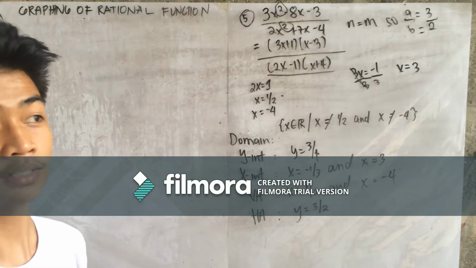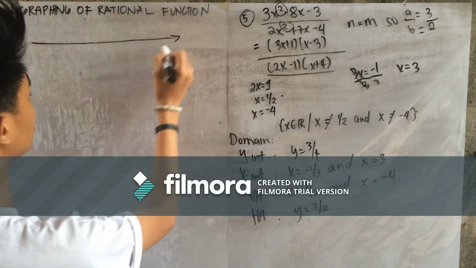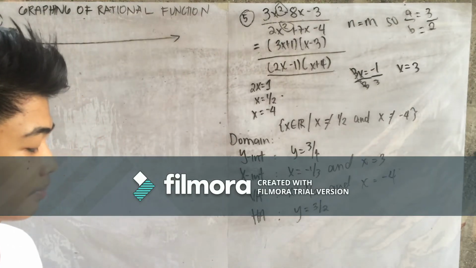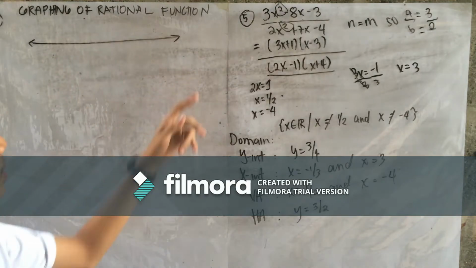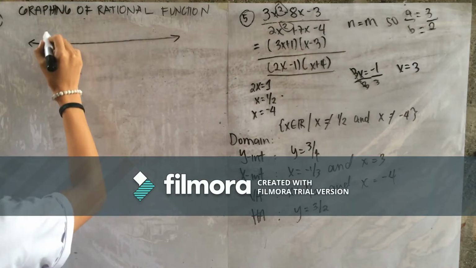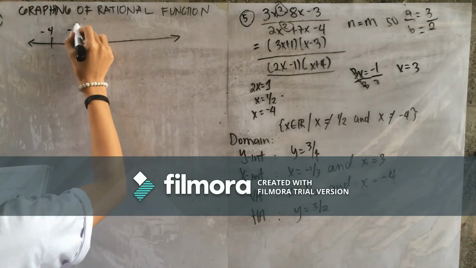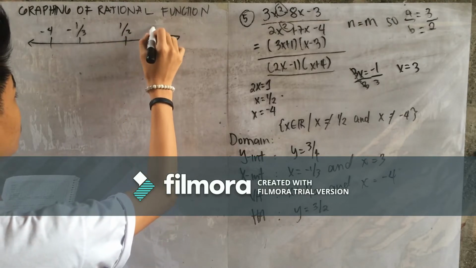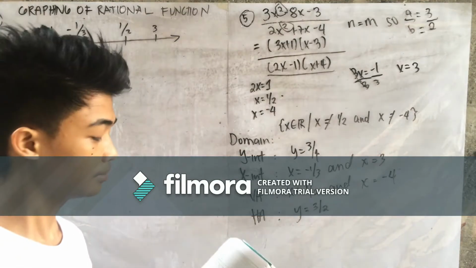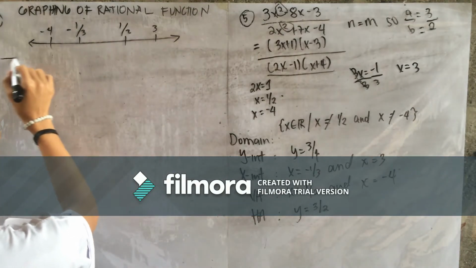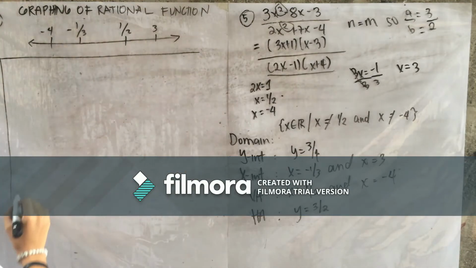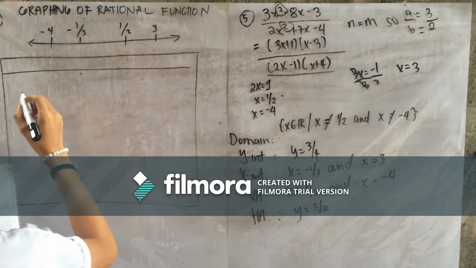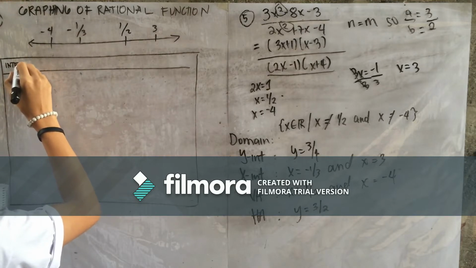First step, before graphing, we need to plot the number line. Note that what we put on the number line are only the vertical asymptotes and x-intercepts. We need to arrange them from negative to positive: negative 4, negative 1/3, 1 half, and 3. After that, we will make the table of values, with the intervals.